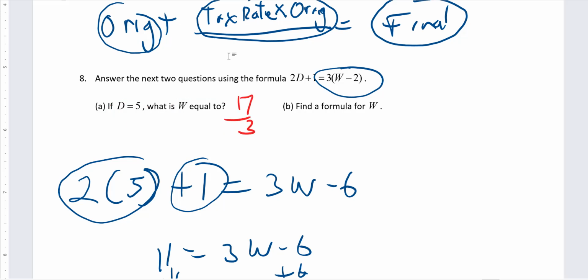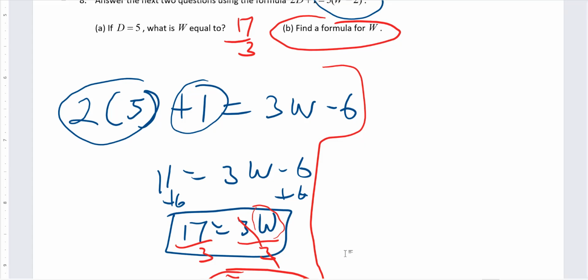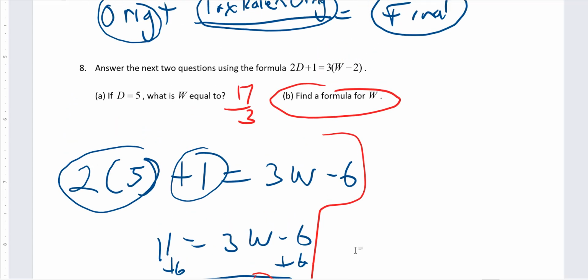Okay, now we're going to find a formula for W. Let's see. I'm going to hope I have room here. So let me copy down the original formula. The original formula is 2D plus 1 equals 3W minus 2.